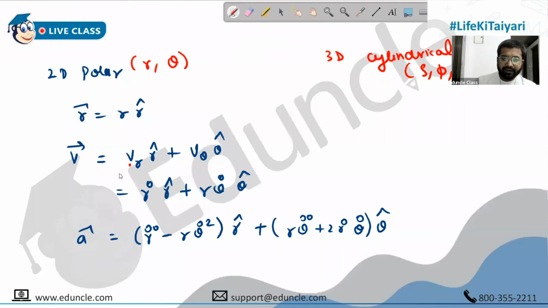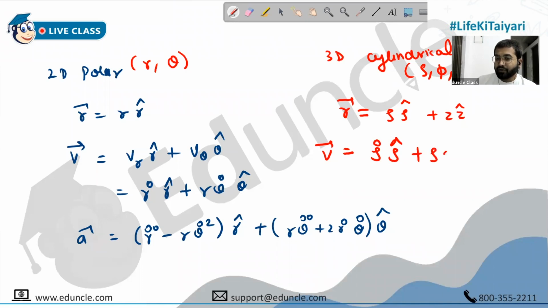So all the formulae that you have here should also be obeyed here too. For example, for r vector, here you have r into r cap. The role of r is played by rho, so we have rho into rho cap. Just that because you have an additional z, we have an additional term z into z cap. That's it. Next, what is the velocity vector? Here you have r dot into r cap, here you have rho dot into rho cap. Here you have r theta dot into theta cap, here you have rho phi dot into phi cap.